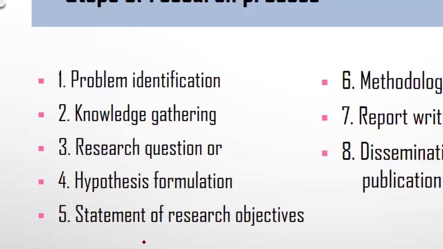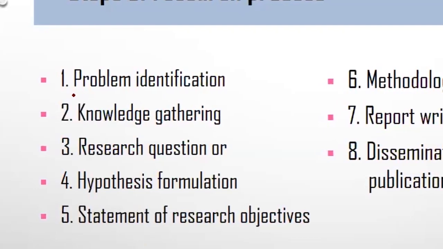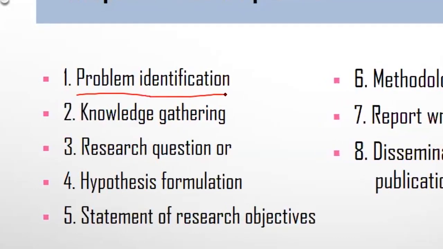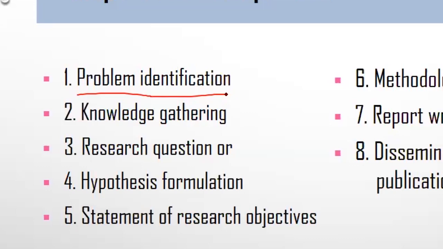So any problem that will be considered as the research problem will have some characteristics. On the basis of those characteristics, the research problems are identified, and that will be discussed in my other slide headed by the research problem. So I'm not going into details about the characteristics of the research problem. I'm switching to the next step, that is the knowledge gathering or the literature review.